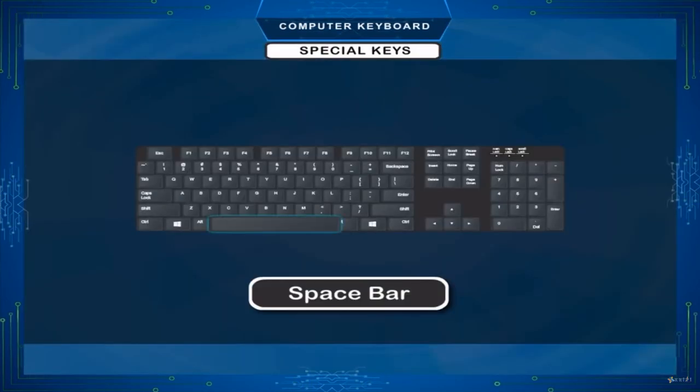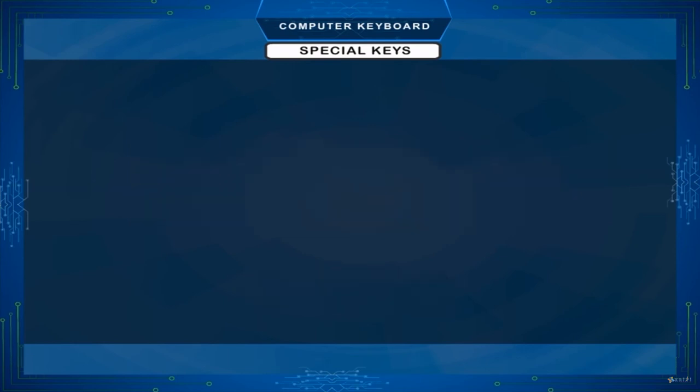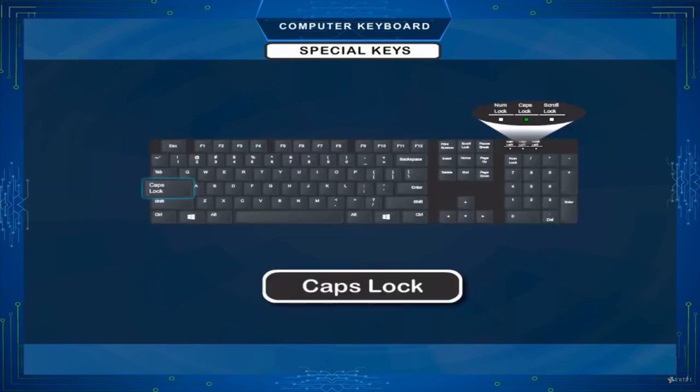Special keys. Spacebar. This key is the longest key on the keyboard. It is used to give space between two words. Enter key. This key is used to move to the next line. Caps lock. This key is used to write in capital letters. When caps lock is on, letters appear in uppercase or capital. When it is off, letters appear in lowercase or small.